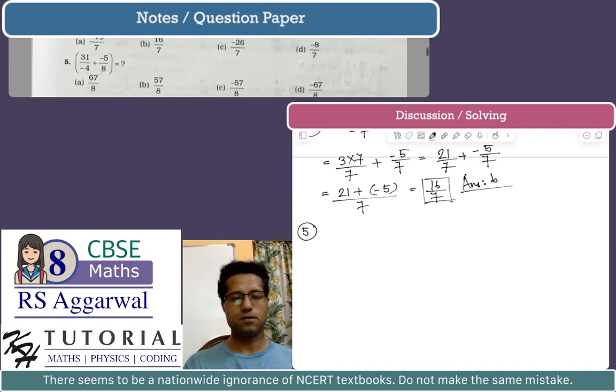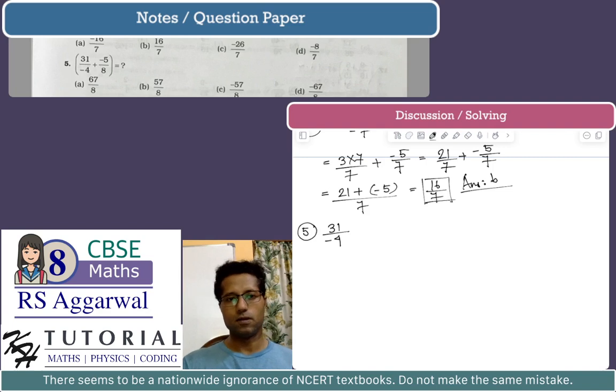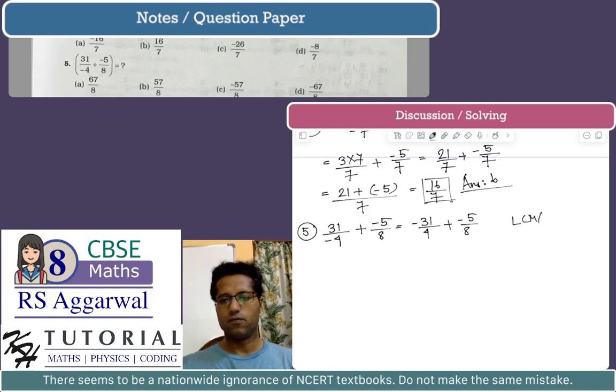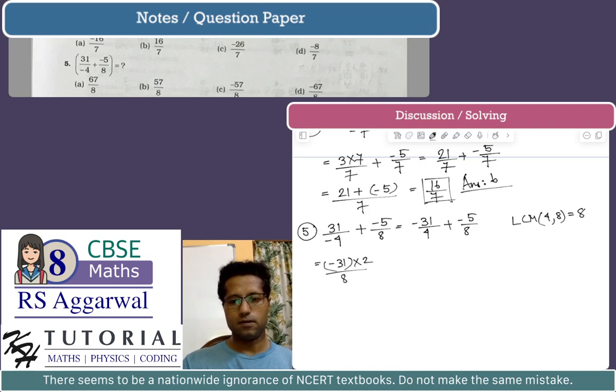Question number 5 is 31 divided by minus 4 plus minus 5 by 8. So the first rational number has a negative denominator. Let's first make the denominator positive. It becomes minus 31 by 4 plus minus 5 by 8. And we know that the LCM of 4 and 8 is equal to 8. So this will become minus 31 multiplied by 2 divided by 8 plus minus 5 by 8.